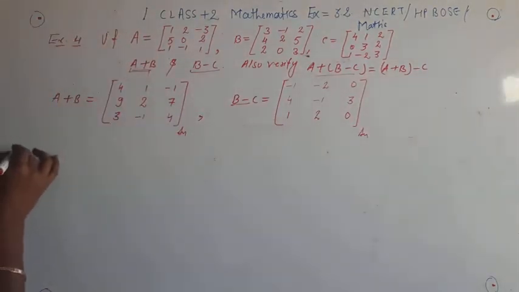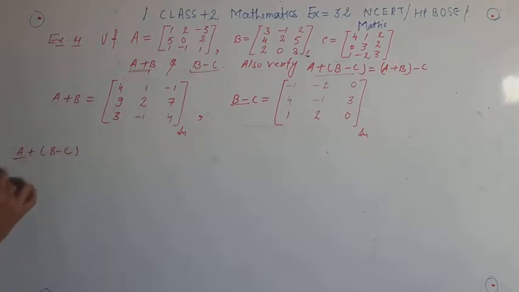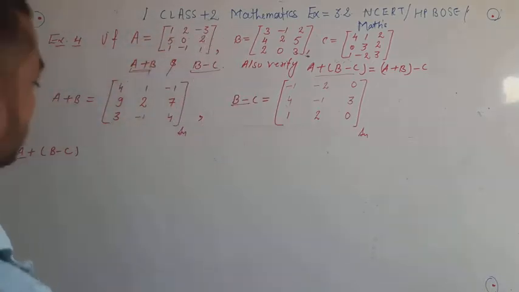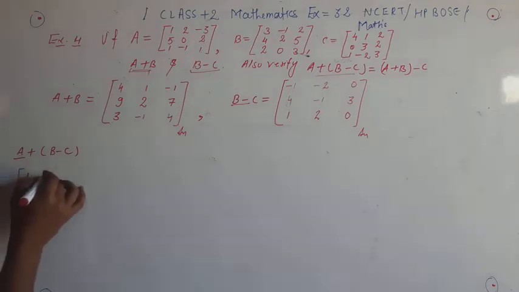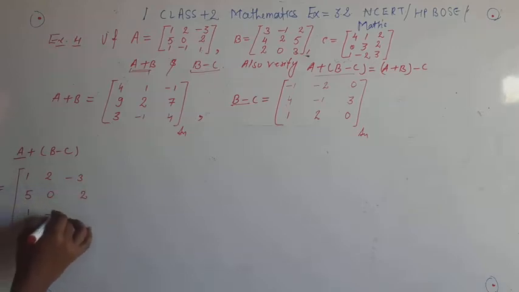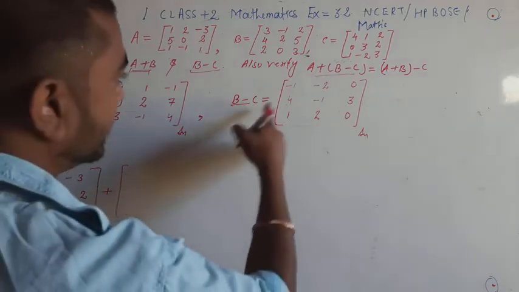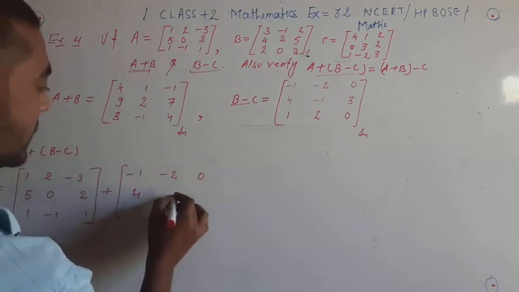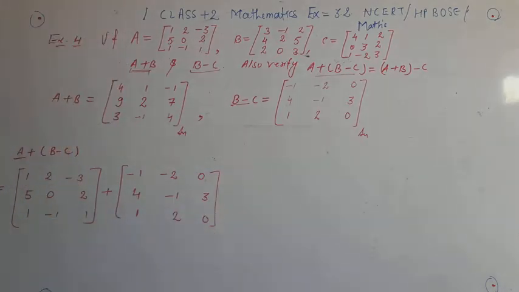Now first result, A plus B minus C. So matrix A is what? The elements of matrix A are given here: 1, 2, minus 3, 5, 0, 2, 1, minus 1 and 1. So we can write it like this, and add B minus C. B minus C is what? Minus 1, minus 2, 0, 4, minus 1, 3, 1, 2, 0. Now what will come out?